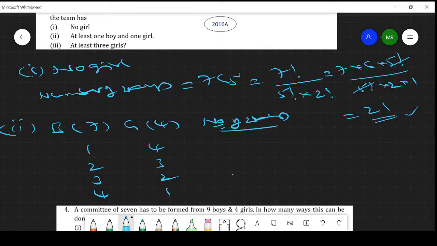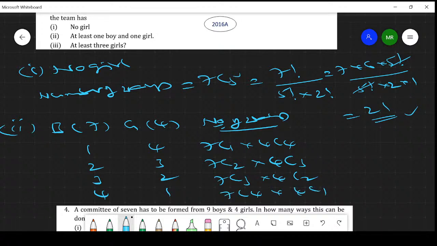All the cases. Now you can see the number of ways is 7C1 into 4C4. This is 7C2 into 4C3, because out of 4, 3 members. 7C3 into 4C2. And this is the last one, 7C4 into 4C1. You simplify: 7C1 is 7, into 4C4 is 1, so it will be 7. 7C2 is 21 into 4C3, which is 4. It comes 84.